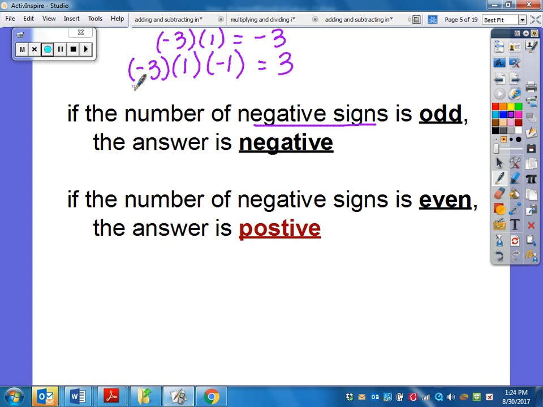So now let's do a third problem. Negative 3 times a negative 1 times a negative 1. But let's count the negative signs. I have 1, 2, 3. Well, that's an odd number, so my answer is going to be negative. The number of factors doesn't matter. What matters is the number of negative signs in a problem.